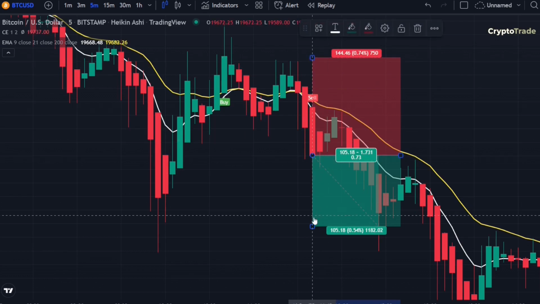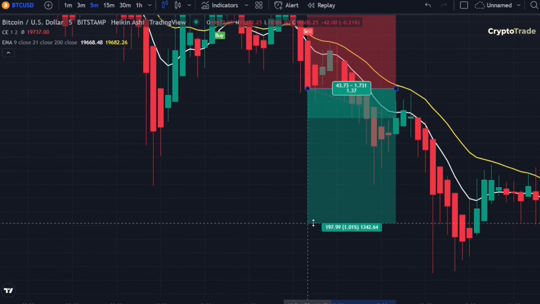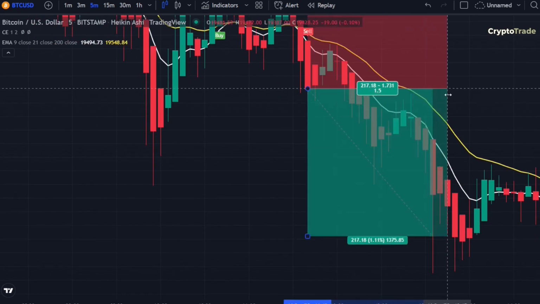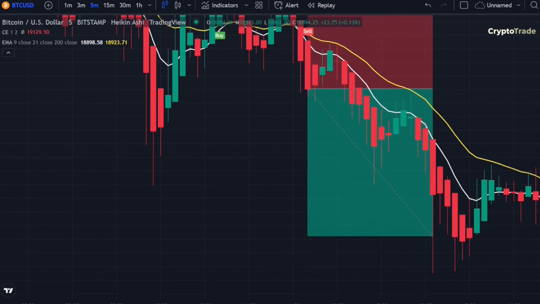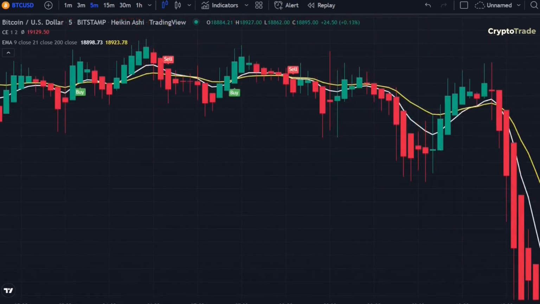The risk to reward ratio will be set to 1 to 1.5. The market has reached the target and the trade has been successfully closed with profit. Let's look for the next trade. The chandelier exit indicator gives a sell signal. Wait until the EMA white line crosses downwards the yellow line.